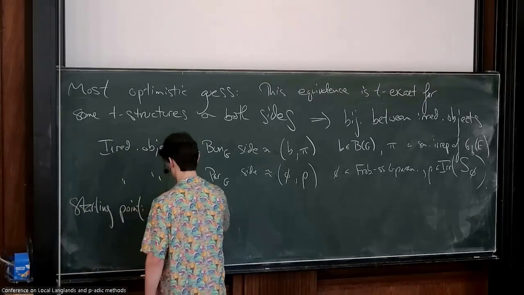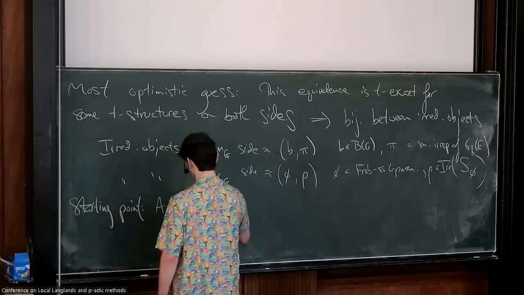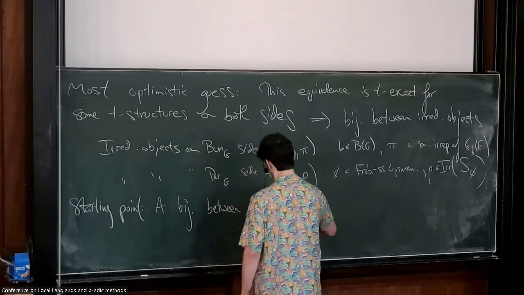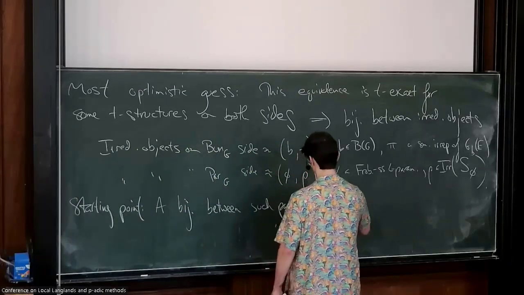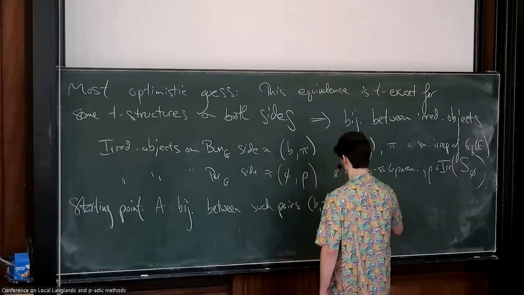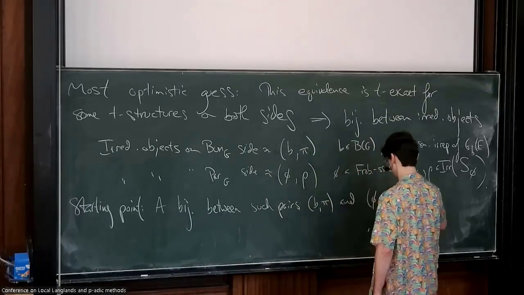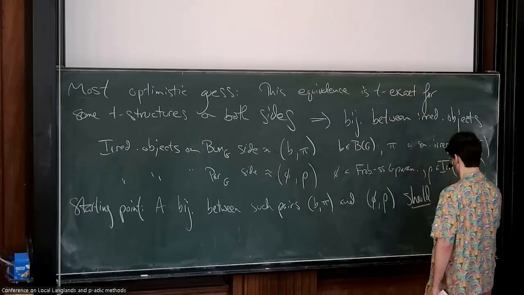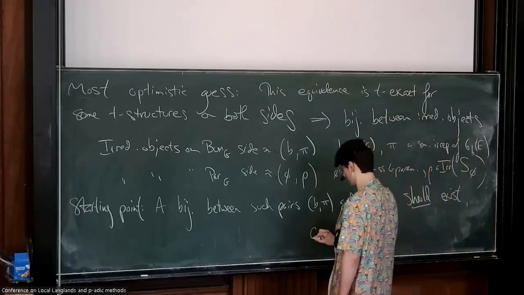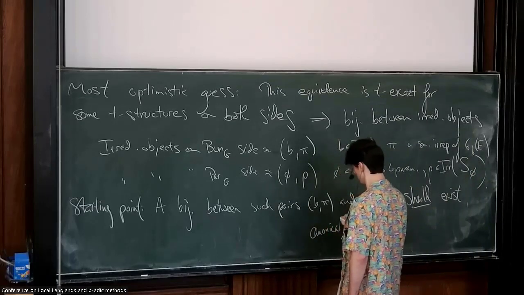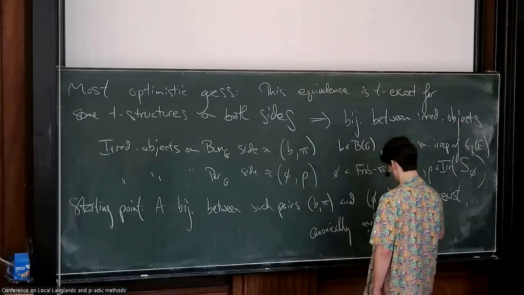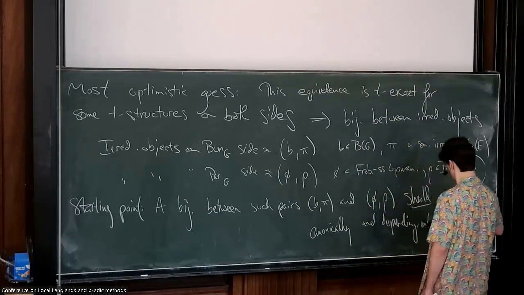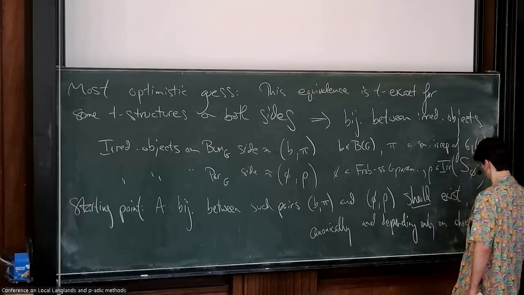So a bijection between such pairs (b, π) and (φ, ρ) should exist canonically and depending only on the choice of Whittaker datum.